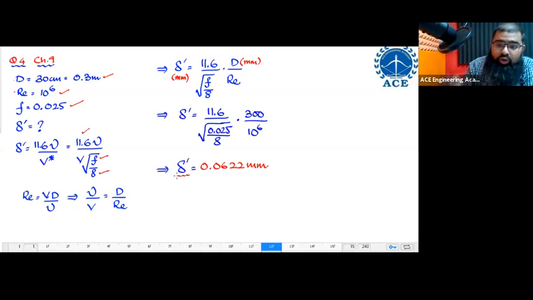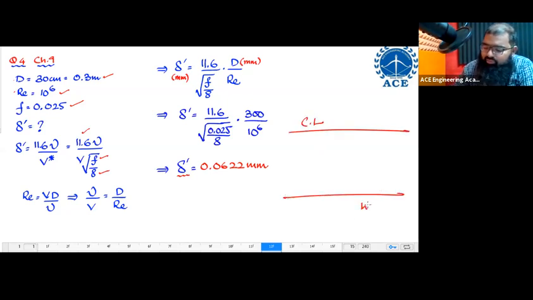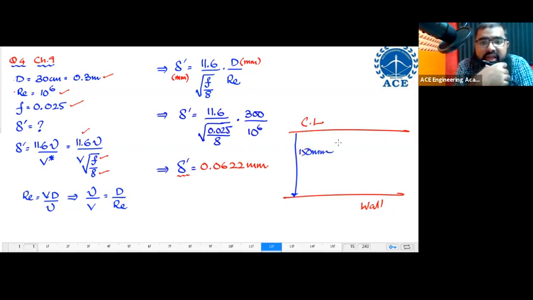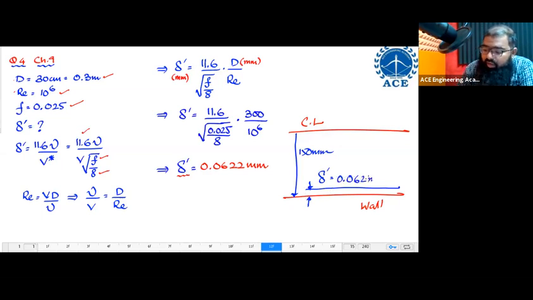What I want you to do is visualize something. Imagine that you have this as the center line of the pipe and this as the wall of the pipe. The distance over here, which is the radius, is let us say 150 mm. Now I'm taking a small thickness over here, which is known as delta prime, and its thickness is equal to 0.062 mm. Now just imagine, in front of the radius, this is not even present actually. Such a marginal distance is as good as negligible, a very, very small value. Are you following this?